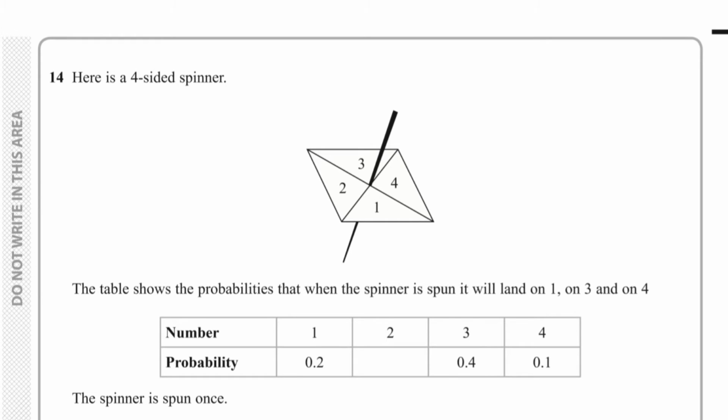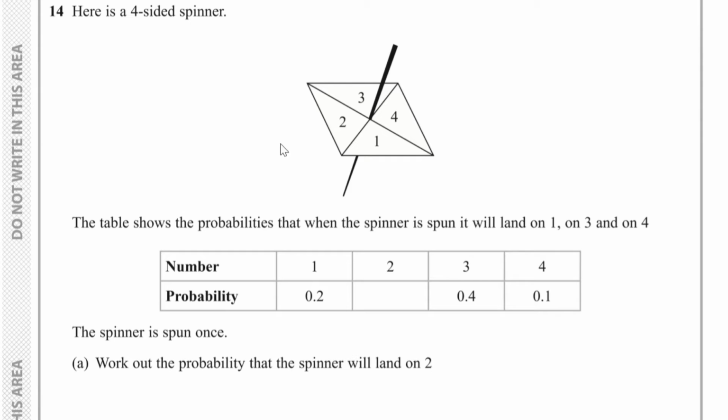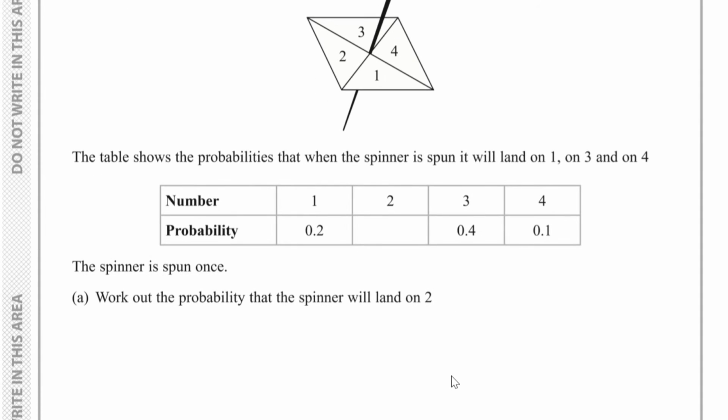Question number 14. Here is a four-sided spinner. We've got options 1, 2, 3 and 4. And the table shows the probabilities that when a spinner is spun, it will land on a 1, on a 3 and on a 4. The probability that it lands on a 1 is 0.2, the probability that it lands on a 3 is 0.4, and the probability that it lands on a 4 is 0.1. The spinner is spun once, we have to work out the probability that the spinner will land on 2.